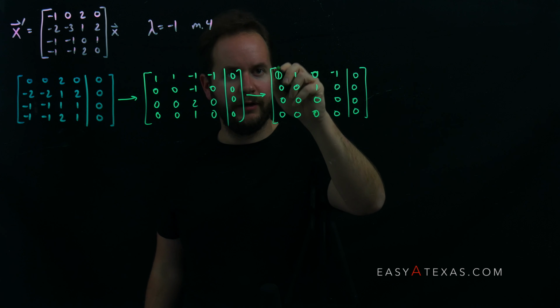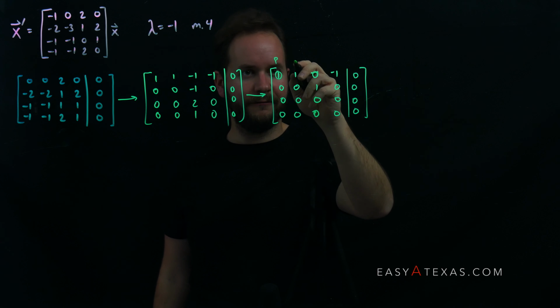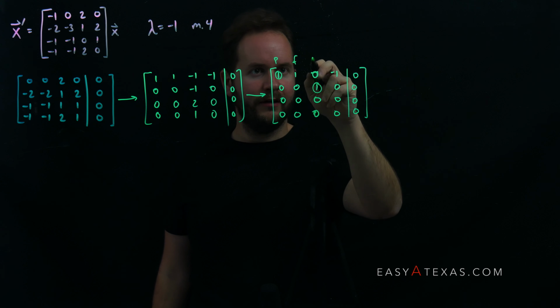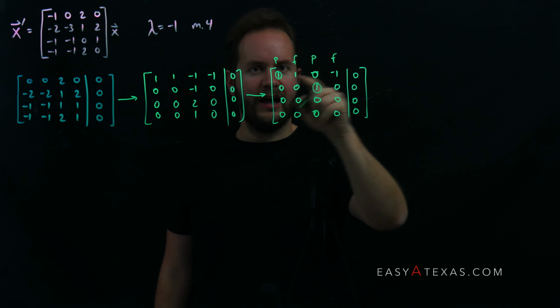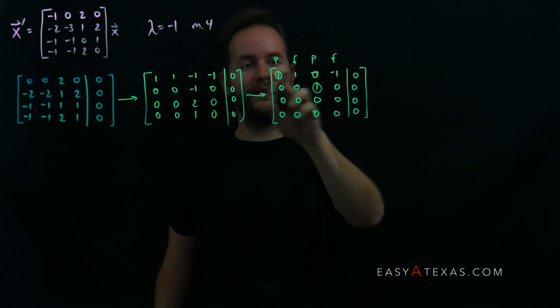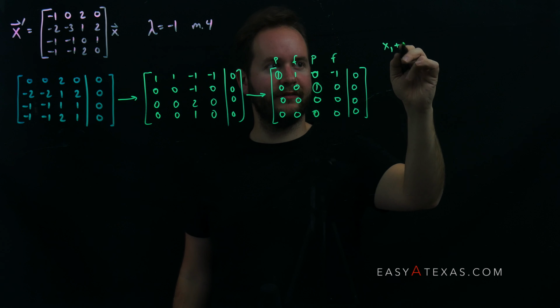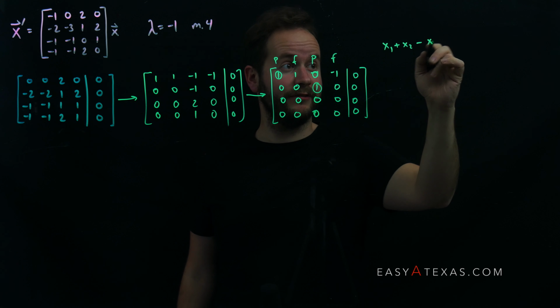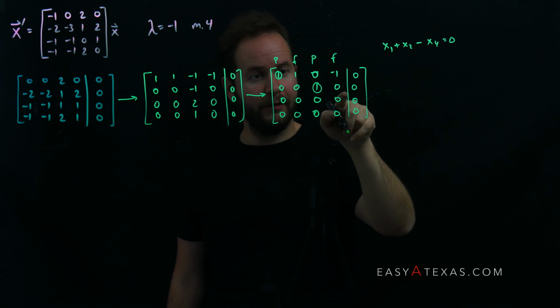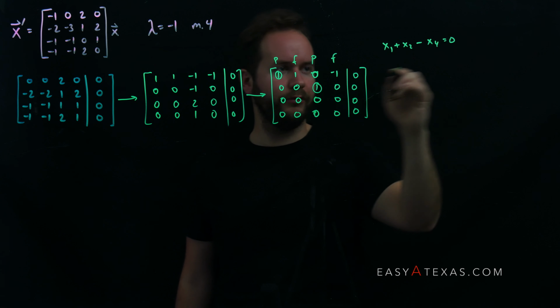This is a pivot column here. Let's go ahead and find our pivot and free variables. This is a free variable. This is a pivot. This is a free variable, so I have pivot, free, pivot, free. Let's go ahead and write this first equation as x1 plus x2 minus x4 equals 0. And this second row here just reads x3 equals 0.